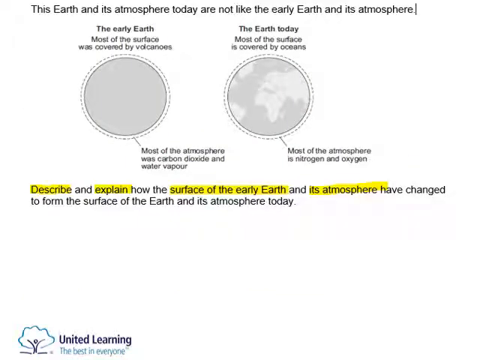So this question gets slightly more complex because we've got describe and explain in there. So describe, you say what you see. Explain, you say why. So it's asking us to both describe the changes, so say what you can see the difference between those two diagrams, and it's asking you to explain why in terms of the content that we've covered earlier in this PowerPoint.